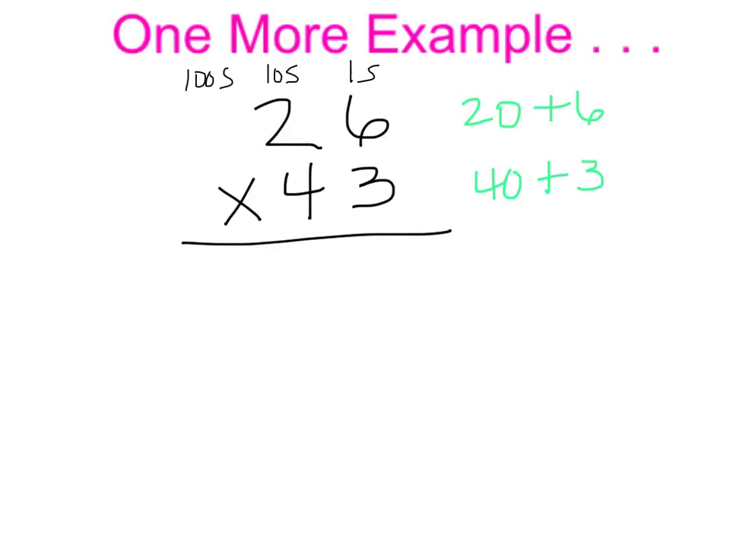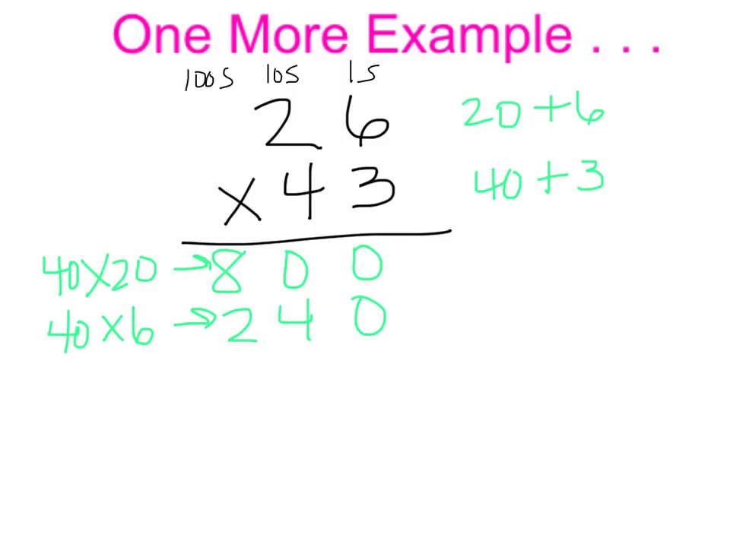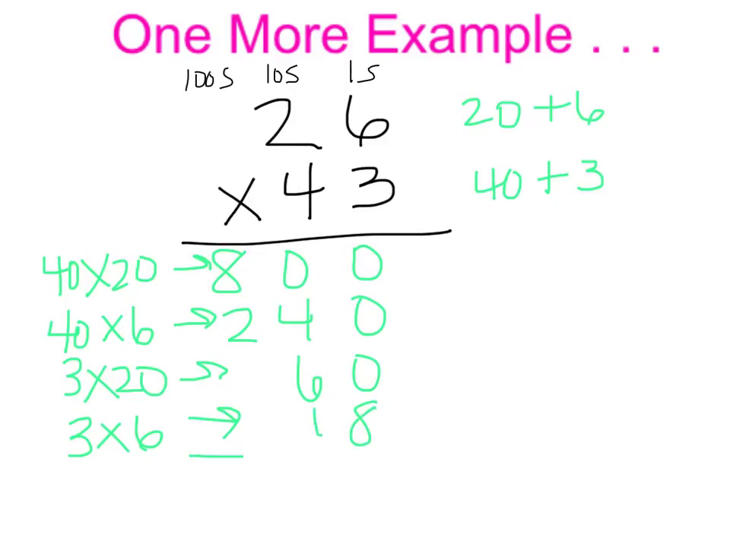First, I am going to work with 40 times 20, which is equal to 800. Next, I'm going to multiply 40 times 6, which is equal to 240. Next, I am going to multiply 3 times 20, which is equal to 60. And finally, I'm going to multiply 3 times 6, which is equal to 18.